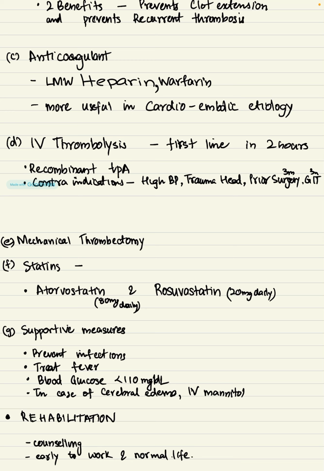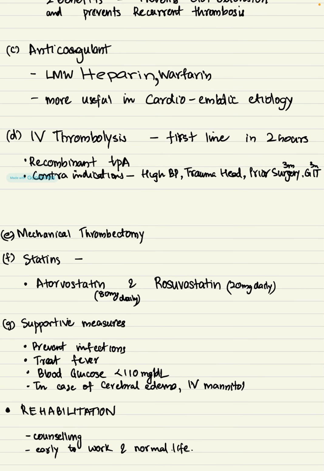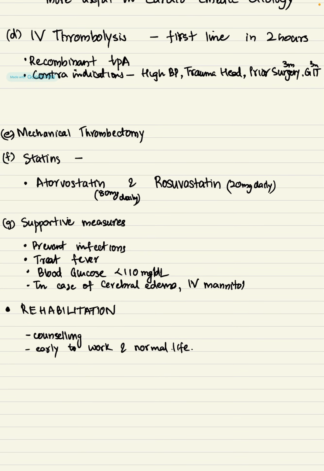Supportive measures are to prevent infections. Treat the fever. Fever is usually detrimental in these cases, so fever has to be treated with antipyretics and cold sponge. Blood glucose less than 110 milligram per deciliter should be maintained. In case of cerebral edema, IV mannitol is used. Rehabilitation is counseling and getting the patient early to work and early to his home so that he can continue a normal lifestyle.